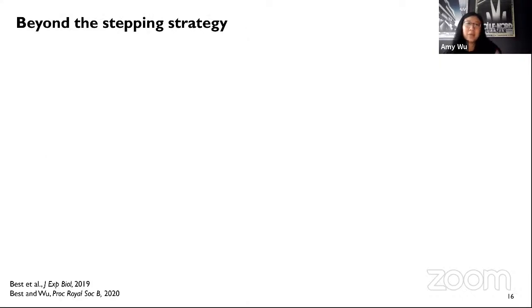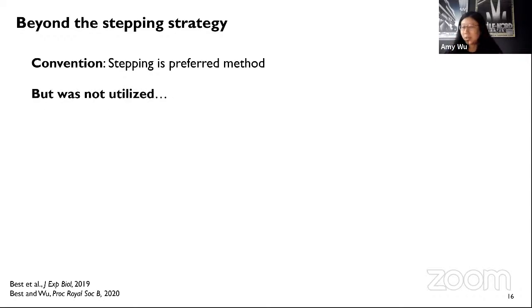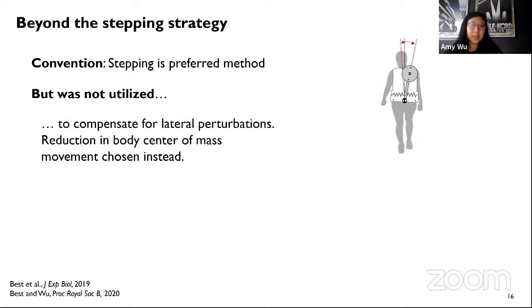So we're looking beyond the stepping strategy. The convention is that stepping is preferred, and we do take a step if we need to. But we found situations where stepping is not preferred. It's not utilized when people are subjected to this passive inverted pendulum perturbation. What this perturbation does is it actually discourages you from taking wider step widths. And we found that people didn't use stepping to counter this lateral perturbation. They chose to reduce their center of mass motion instead to counter this perturbation. So stepping wasn't preferred in this case.